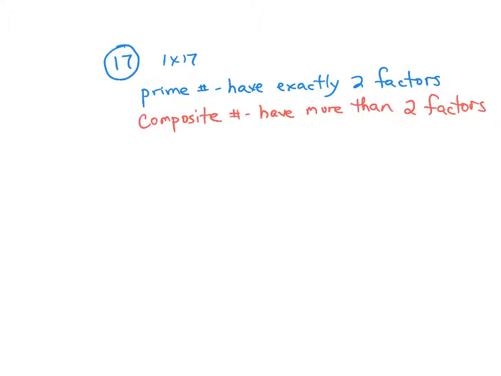If numbers are not prime, we call them composite. Composite numbers have more than two factors. So earlier we had talked about the factors of 10 being 1 times 10, 2 times 5, which has more than two factors because the factors are 1, 2, 5, and 10. So the number 10 is a composite number.